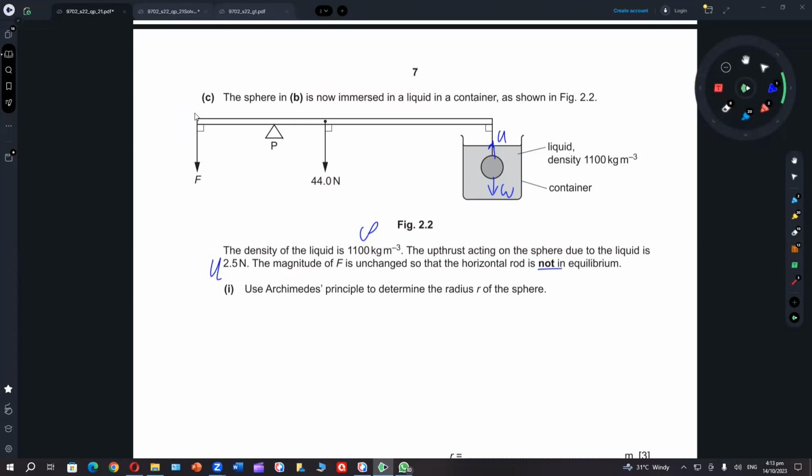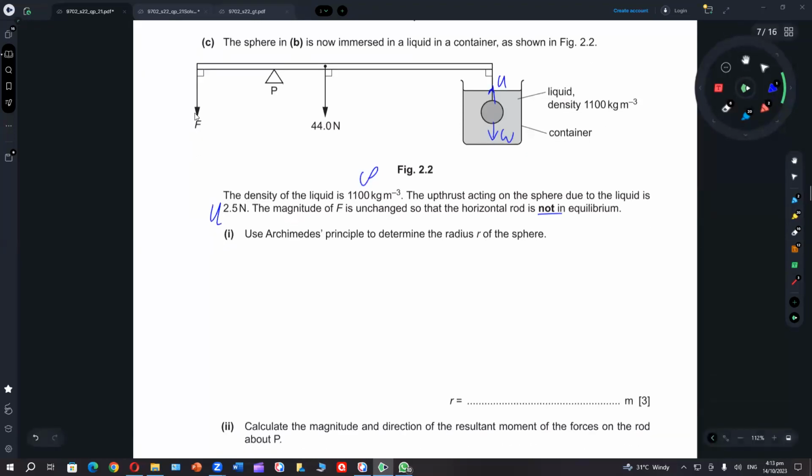Use Archimedes principle to determine the radius of the sphere. So apply the formula for upthrust. U is equal to rho Vg. Upthrust has a formula. U is equal to, as it is a sphere, so you can use 4 upon 3 pi r cube into g.